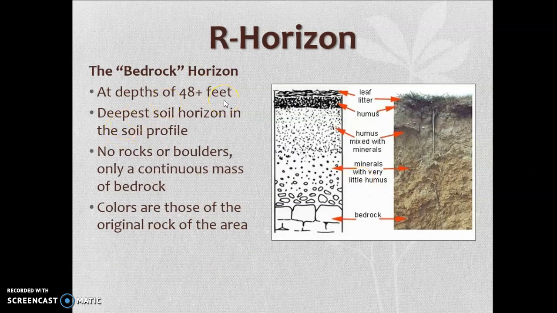Then you have the R horizon, which is the bedrock horizon. This is 48 plus feet. This is your deepest layer. Here in the soil profile, no rocks or boulders, only a continuous mass of bedrock, so solid rock. Colors are those of the original rock in the area, so depending on the geology of the area would determine what kind of colors you would see as you get this far down.